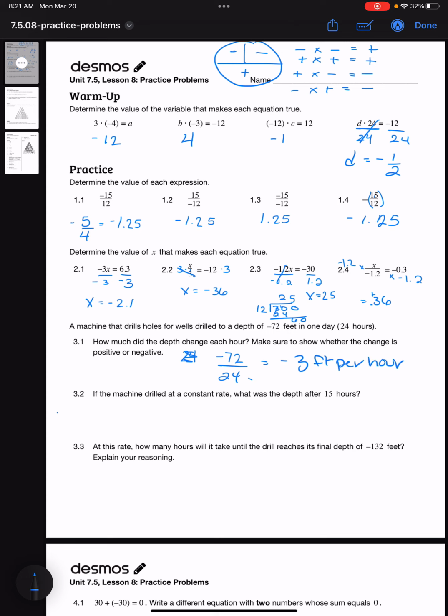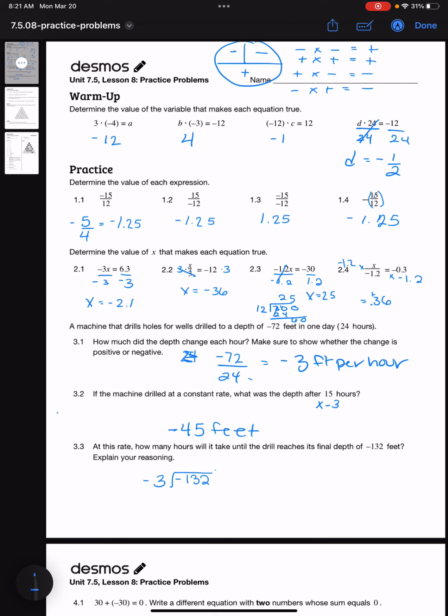per hour. If a machine drilled at a constant rate, what was the depth after 15 hours? So it would be 15 times negative 3, which would be negative 45 feet. And at this rate, how many hours would it take to reach its final depth of negative 132 feet? Explain your reasoning. So I'm going to take negative 132, and I am going to divide it by negative 3.